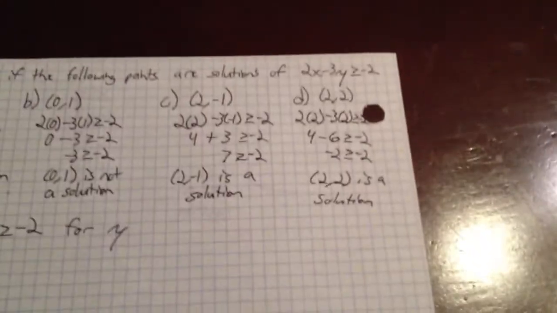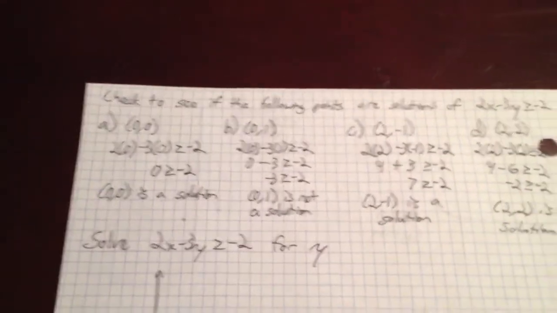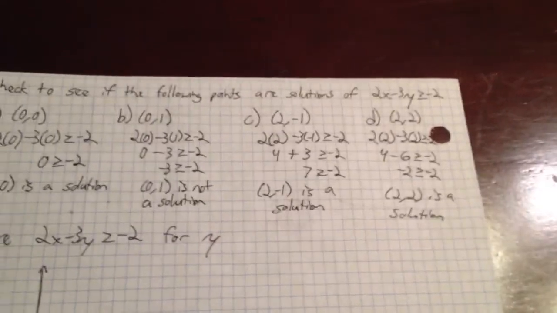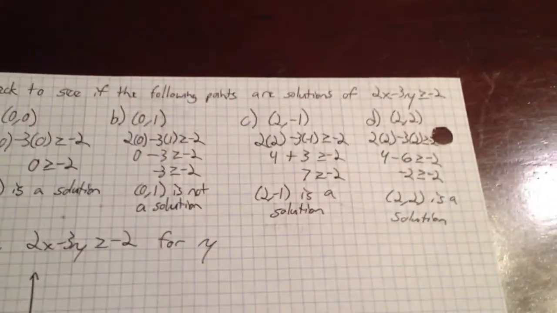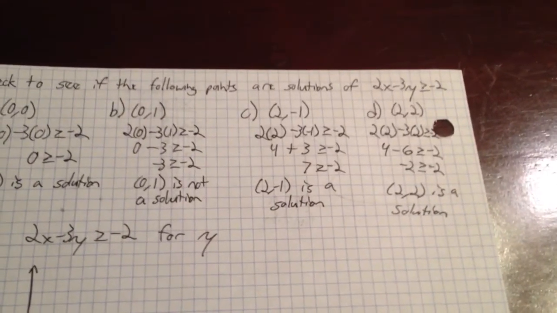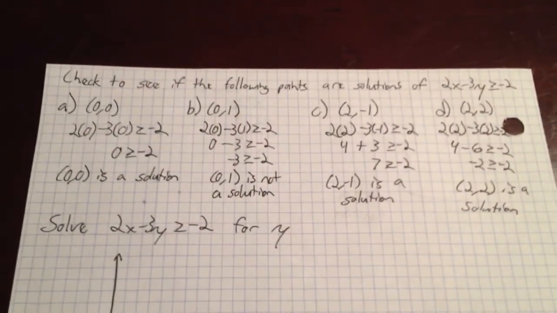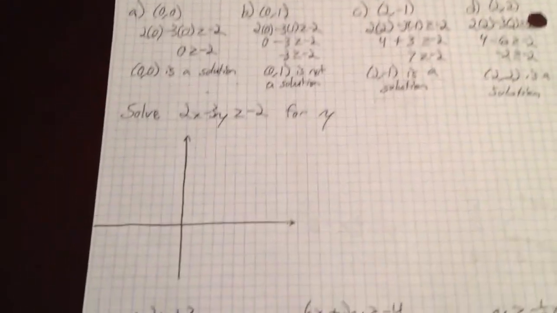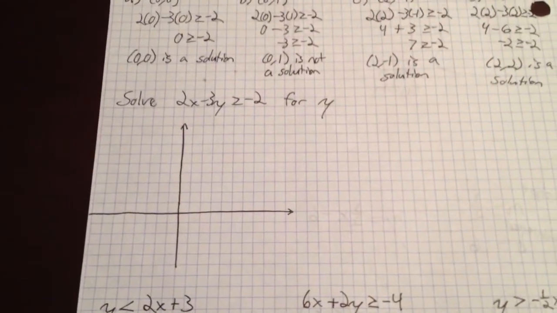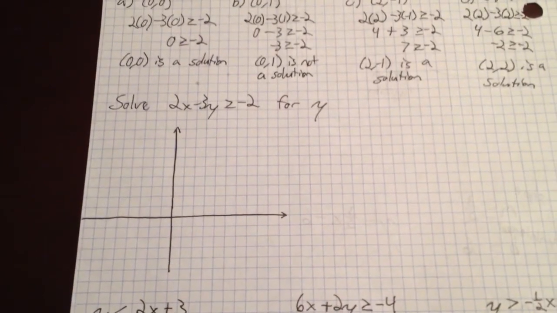So what we've done is we've established that this inequality has multiple solutions. We only picked a few points. Now what we want to do is see if we can find all of the solutions to that inequality. Just like linear equations, if you want to find all the solutions of an inequality, we're going to graph it. So in the next video, we'll talk about how to graph that inequality.